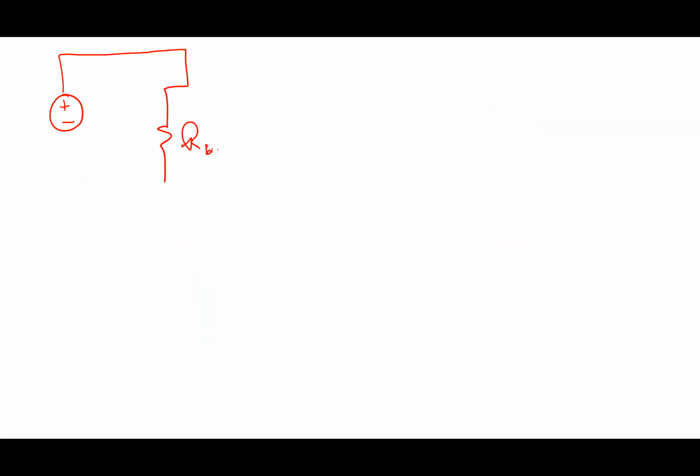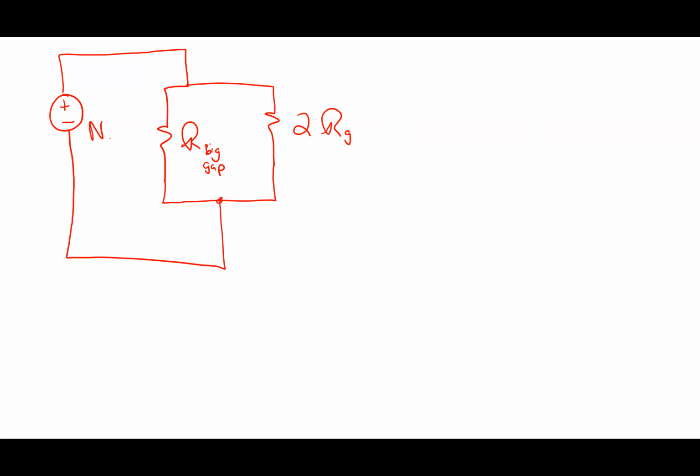This is the big gap. This guy here, I'm going to say is 2 times the reluctance of the little gap, RG, right, because those are in series with each other. Here's Ni. All right, so based on what you guys just said, how does R big gap relate to RG of the little gap?